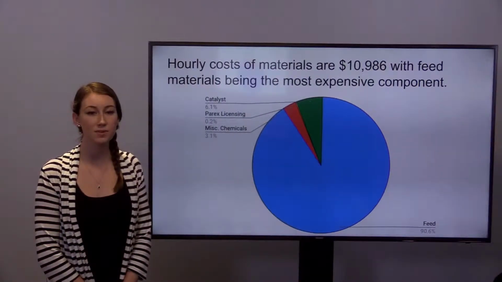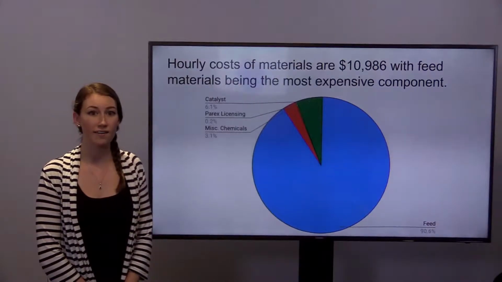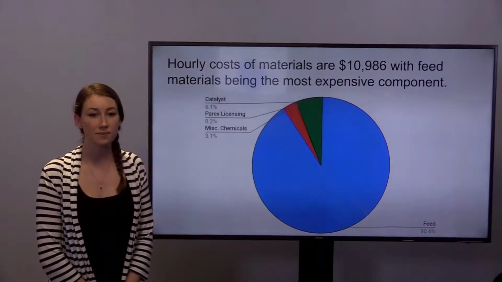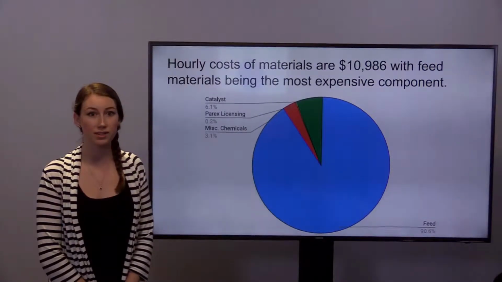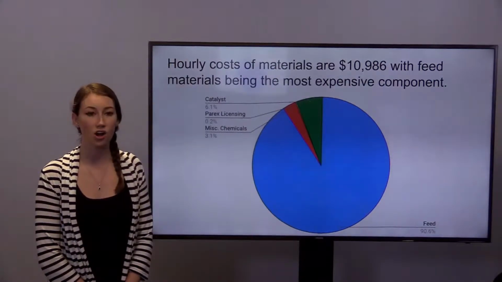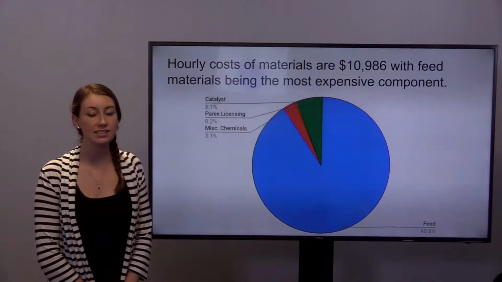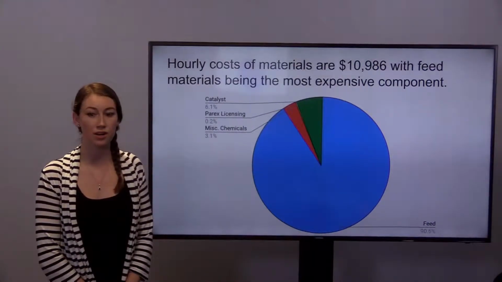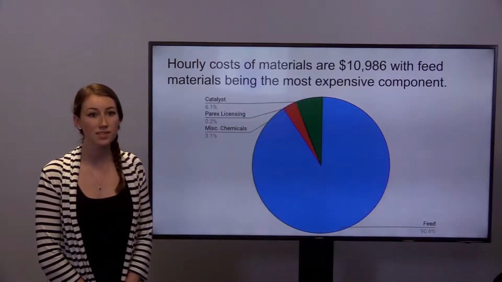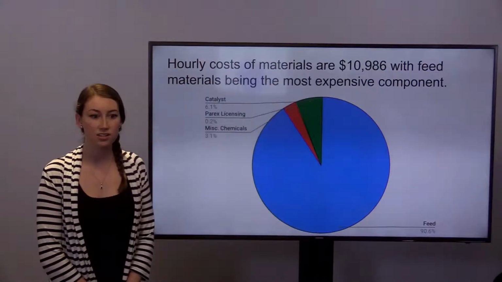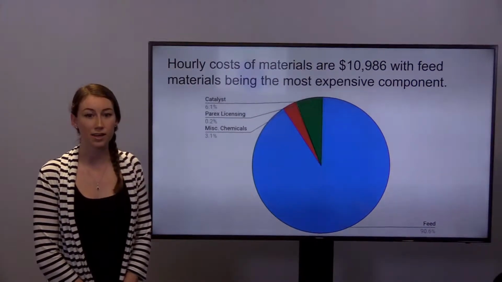Hourly costs of materials to run the plant are $11,000. The most expensive component is the feed for the reactor. Other components to run the plant are catalyst, the licensing fees for the Peres, which are on a flow rate basis, as well as miscellaneous chemicals that must be added to allow the reactor to run smoothly and prevent coking.